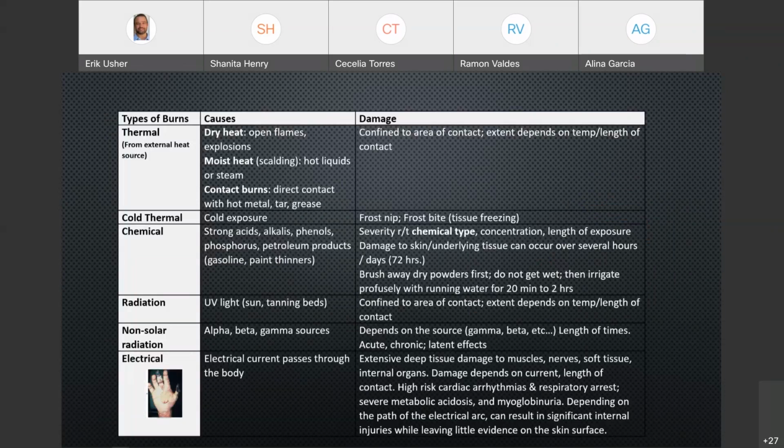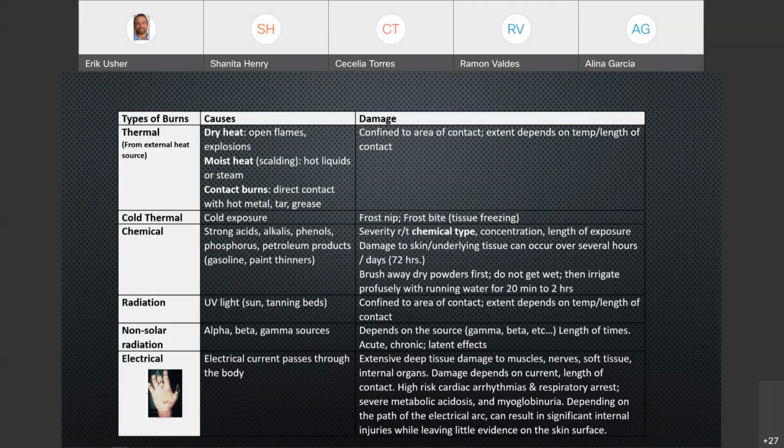Here's a chart that kind of goes over the different types of burns. So the first one we talk about are thermal burns. That's from external heat sources. That can be open flames and explosions for that dry heat, scalding, hot liquids or steam for the moist heat, and contact burns. That's just touching something that's really, really hot. Could be metal, tar, grease.